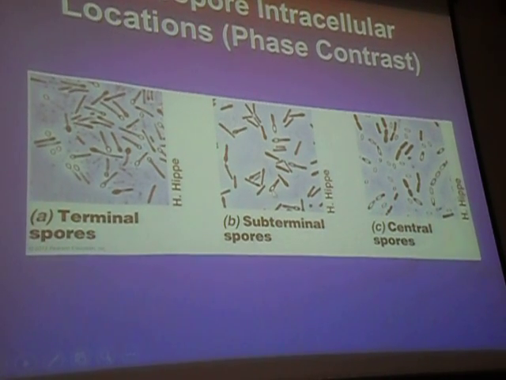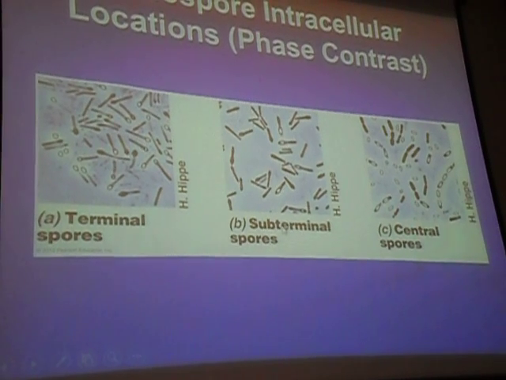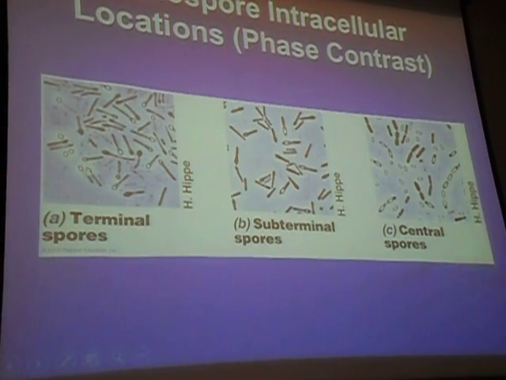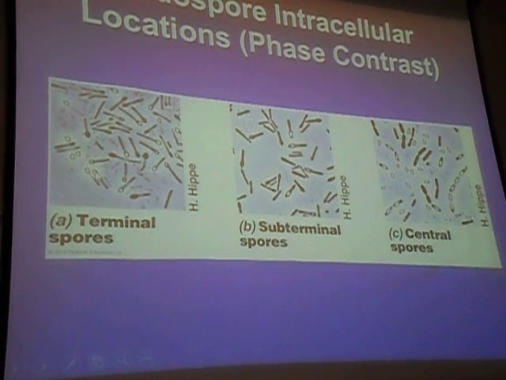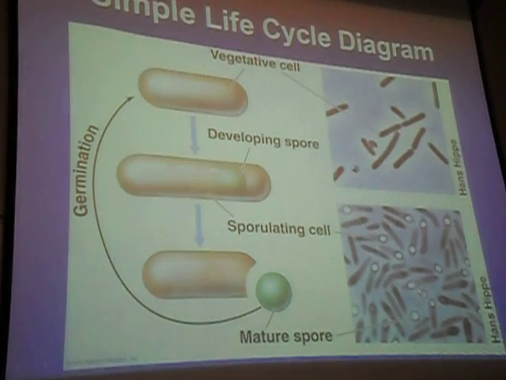If they're near one end, away from the center, but not at the very end, they sometimes call them subterminal spores. And if you have them right at the very end, they almost look like little tennis rackets, a little racket at the end, then they're called terminal spores. But once again, we don't use that, and I'm not going to ask you to know these names.